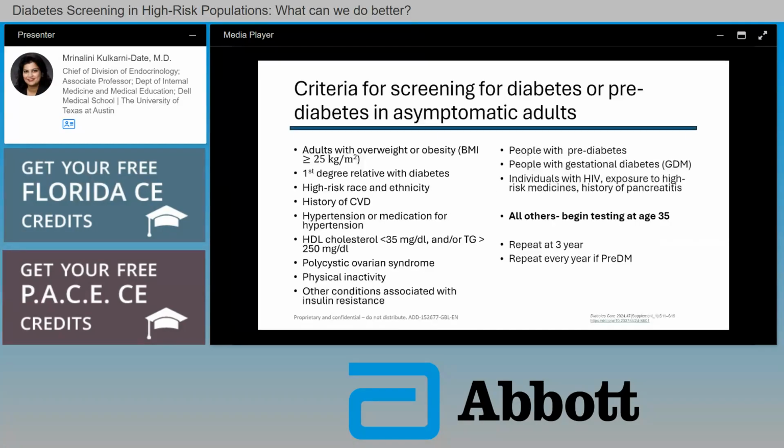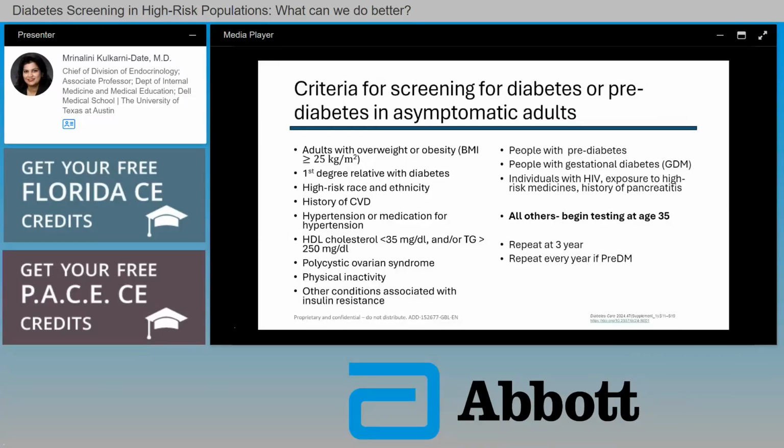Well, who should we be screening for diabetes? We know what we need to do. Who should we be thinking about screening? So these are the criteria by the American Diabetes Association, as well as the American Association of Clinical Endocrinology, in who we should be screening for diabetes. And so there's quite a list here.